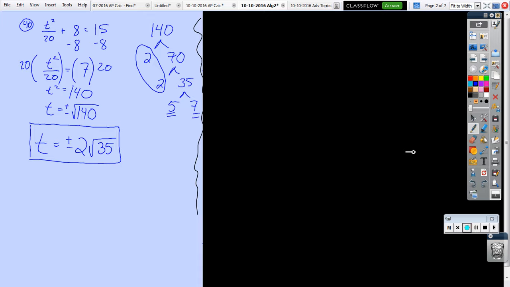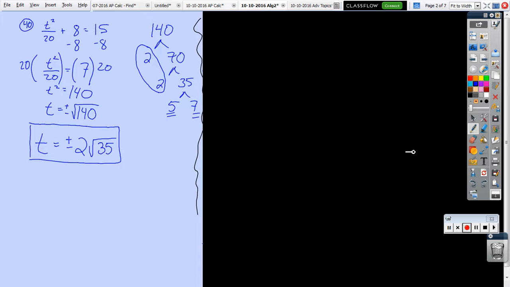And now you don't really care what t squared over 20 is. You want to know what t squared is, so you multiply both sides by 20. So now you have t squared equals 140. And you want to solve for t, so if you square root both sides, this is where you have to be very careful, and this is why I don't recommend doing it this way if you think you're going to forget to do this. If you feel like, oh, I know I'm going to forget to write plus or minus.